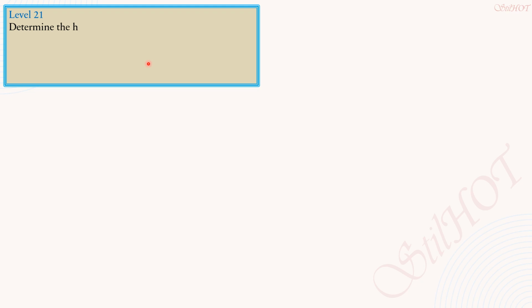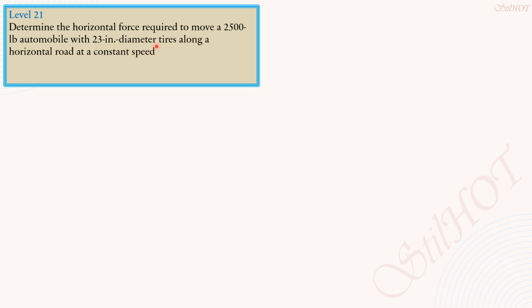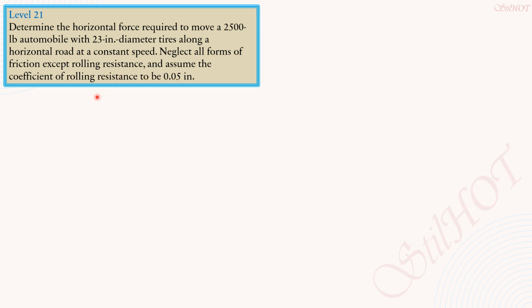Level 21: Determine the horizontal force required to move a 2,500 pound automobile with 23-inch diameter tires along a horizontal road at a constant speed. Neglect all forms of friction except rolling resistance and assume the coefficient of rolling resistance to be 0.05 inch. So let's have the solution and let's have our guide to set up the equation.